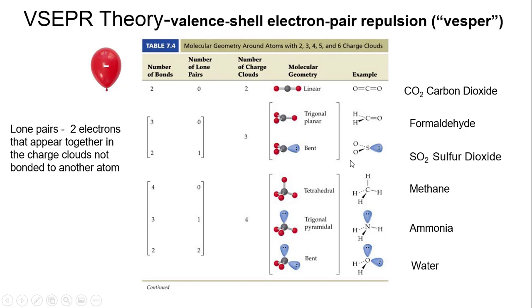CH4, or methane, is tetrahedral. You can see again, if there's a balloon here, balloon here, balloon here, balloon here, this is a 3D shape. They're all trying to repel each other. We get this tetrahedral shape because there are four atoms.